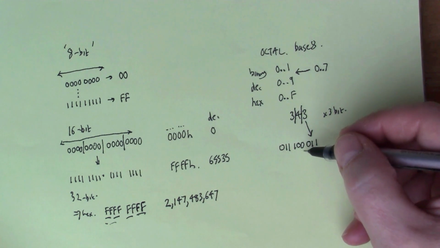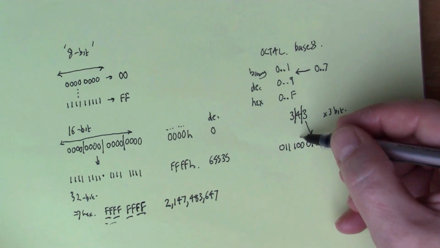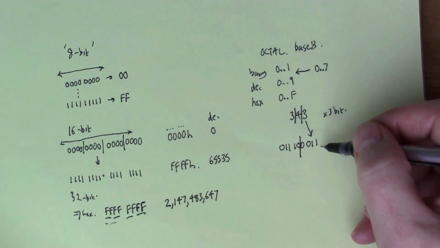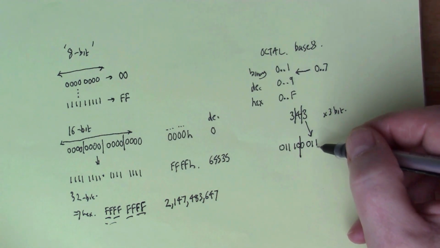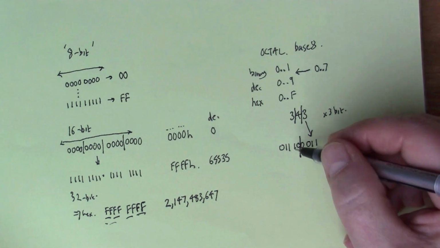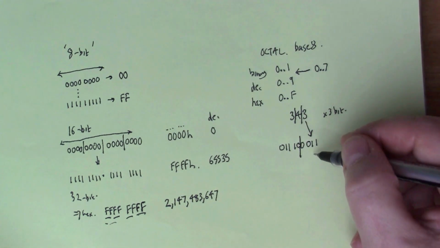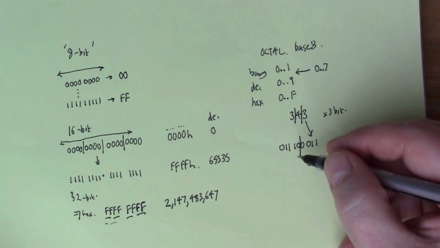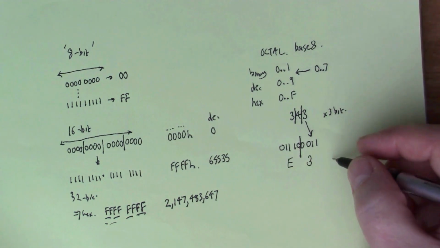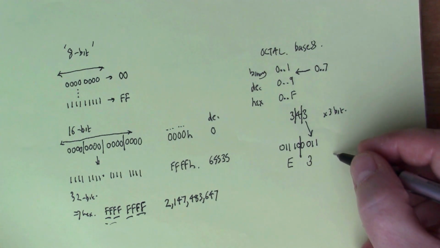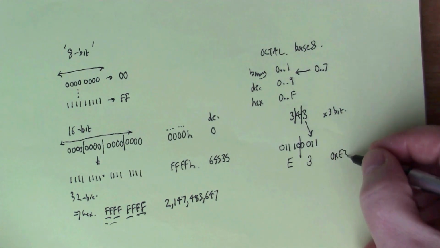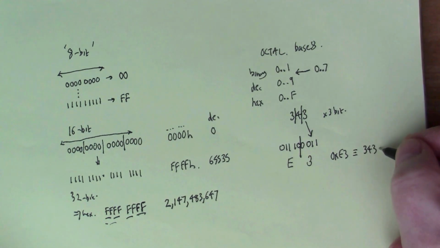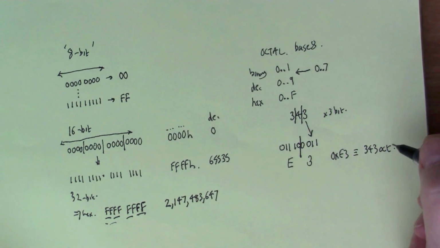Then, if we convert that into hexadecimal, let's split them into groups of 4, working from right to left, and code them again. So 0, 1, 1 is 3, and 1, 1, 1, 0 is E. So there we go, we've got 0xE3, which is the same as 343 in octal.